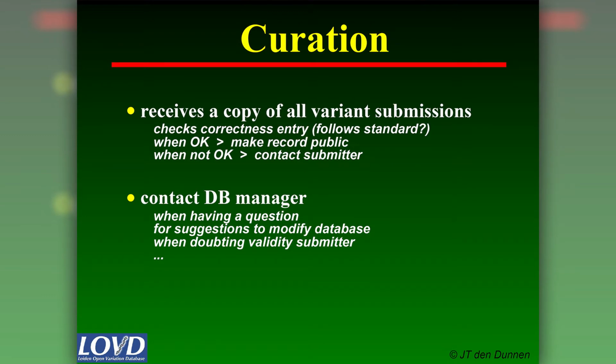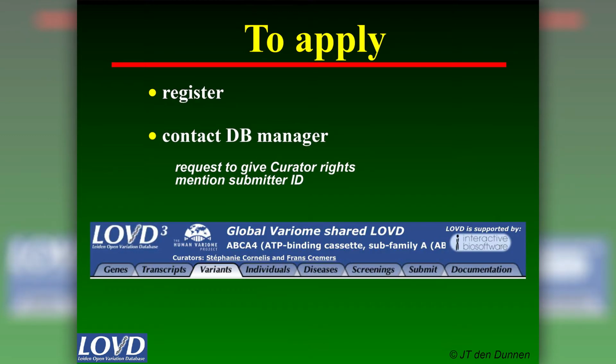To apply for becoming a curator, what you need to do first is to register, because only after you have registered can we assign you curator rights for a gene. Then you contact the database manager with a request to give curator rights, and also mention your submitter ID so that we know who is asking.